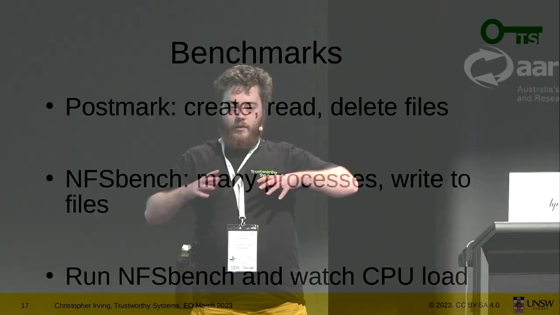NFS Bench forks itself to create several processes. Each process creates one file, and that process is the only one that's going to work on that file. Each process will then open its file, write data into the file, close the file, repeat that many times over. Again, there is a set total workload. The sooner you can get through that workload, the better your file system is performing.